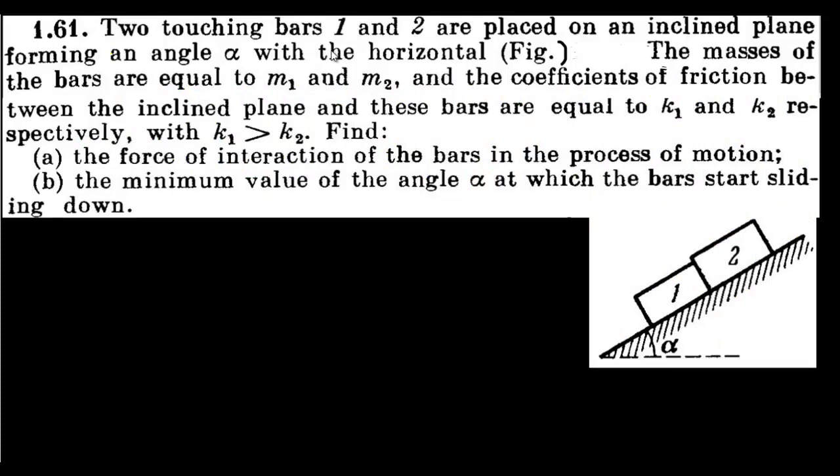Two touching bars 1 and 2 are placed on an inclined plane forming an angle alpha with the horizontal, as shown in the figure. The masses of the bars are equal to m1 and m2, and the coefficients of friction between the inclined plane and these bars are equal to K1 and K2 respectively, with K1 greater than K2.